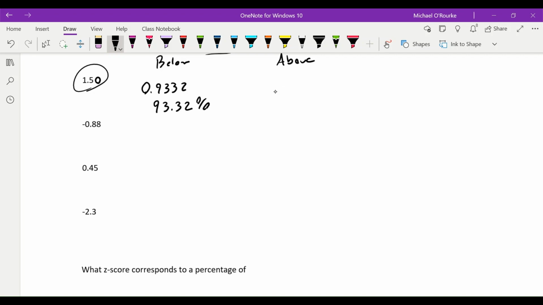Now to get above, I could either go 1 minus 0.9332 or 100 minus 93.32. Okay, where's my calculator gone? There we go. That would mean 6.68% above.